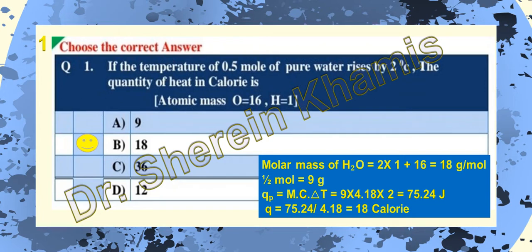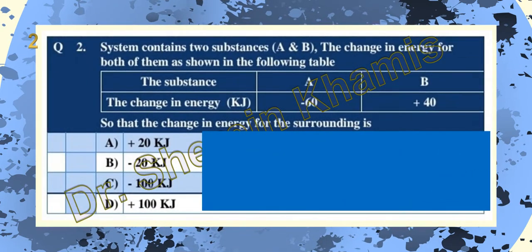Let's go to question number 2. It says a system contains two substances, A and B. The change in energy for both of them is as shown in the following table. The change in energy in kilojoule means we have Q, the change in energy, which is opposite to delta H, or heat content. So we have Q opposite to delta H.